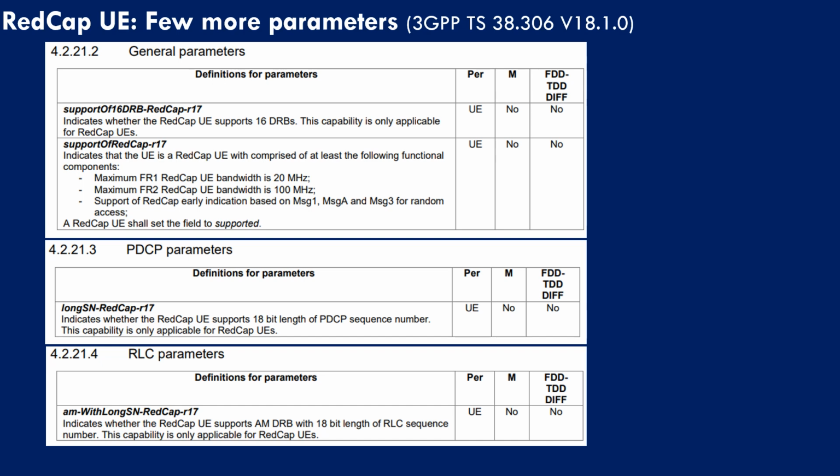Have a look at a few more parameters introduced by 3GPP for RedCap UEs. Support of 16 DRB RedCap Release 17. This parameter indicates whether the RedCap UE supports 16 DRBs. Next is support of RedCap Release 17. This indicates whether the UE is a RedCap UE or not. Next parameter is related to PDCP, which confirms whether the RedCap UE supports 18-bit length of PDCP sequence number, and a similar parameter for RLC, which indicates whether the RedCap UE supports AM DRB with 18-bit length of RLC sequence number. All these are related to the RedCap UE's capability.